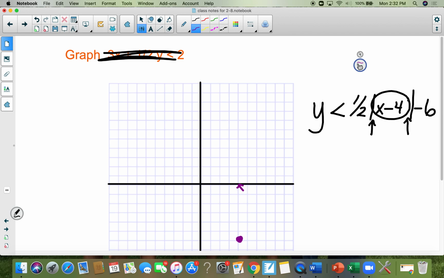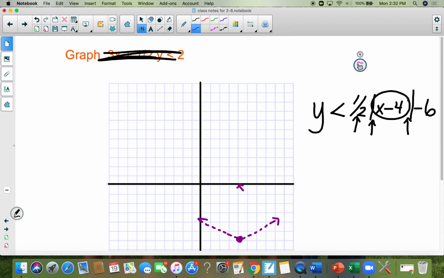There's my new V. And it's going to be wider than the usual V. So it's going to look like this. And remember, it needs to be dotted and wide. Everybody knows why it needs to be dotted? Because there's no line underneath it.